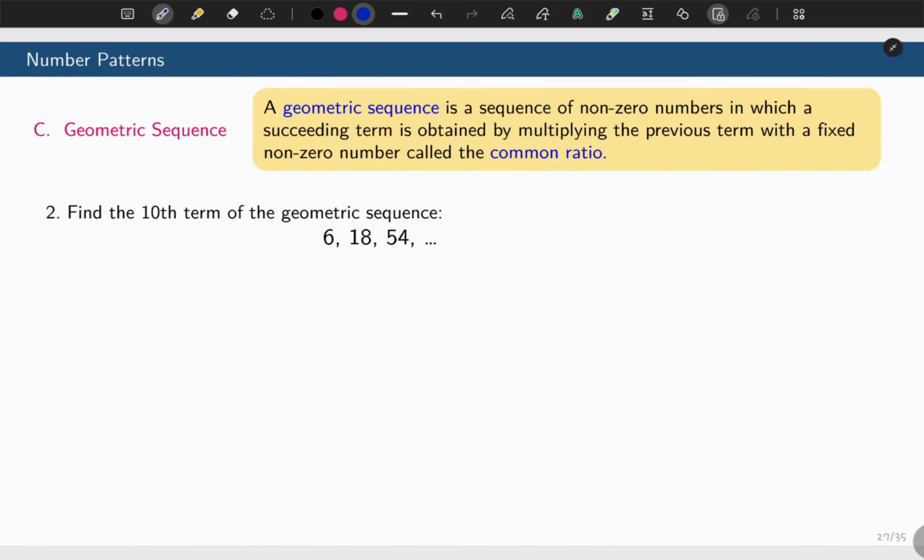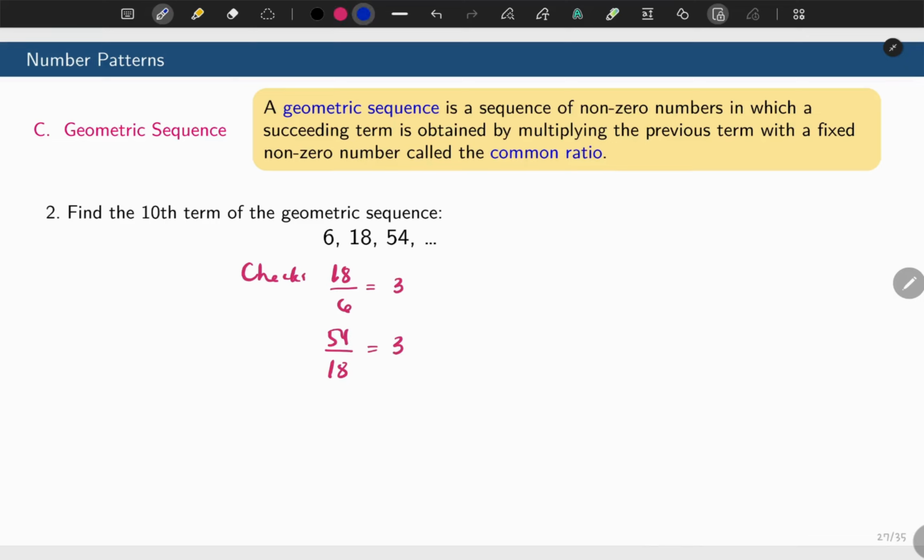Number 2, find the 10th term of the geometric sequence 6, 18, 54. So just like what we did in the first item, we verify first whether this one takes the geometric sequence or not. Okay, 18 divided by 6 is equal to 3. Okay, so we check 54 divided by 18 is also equal to 3. So yes, it takes the geometric sequence form.